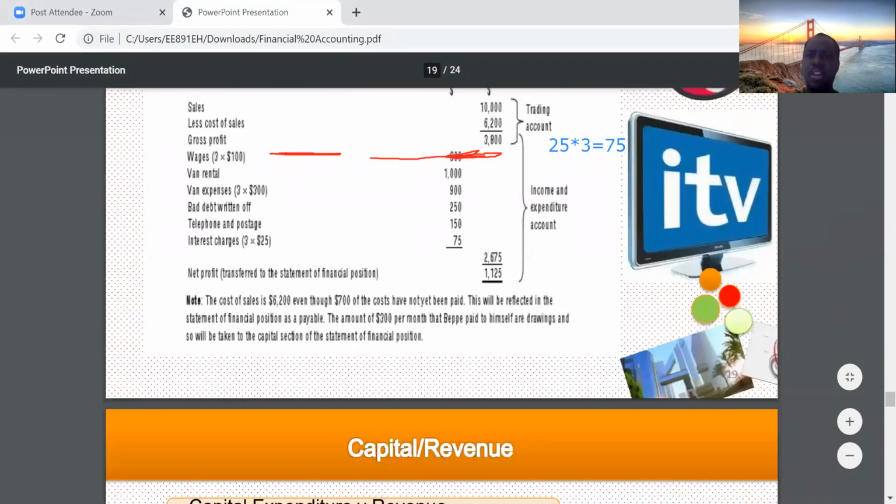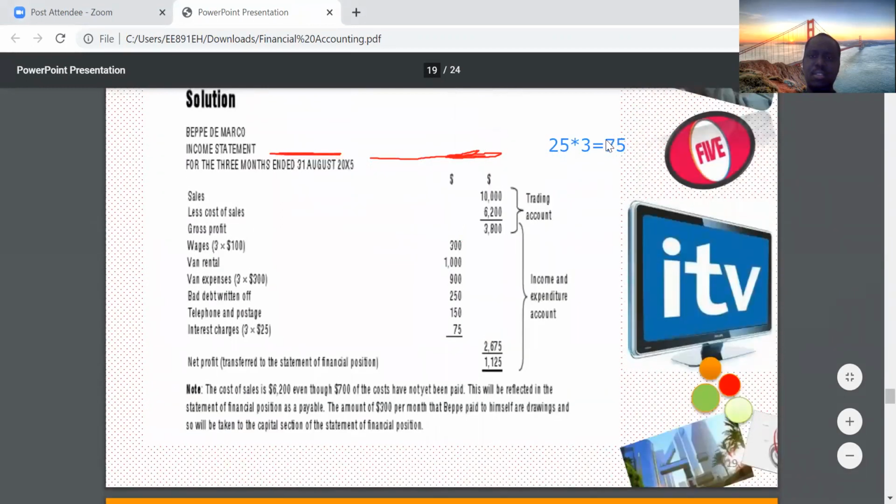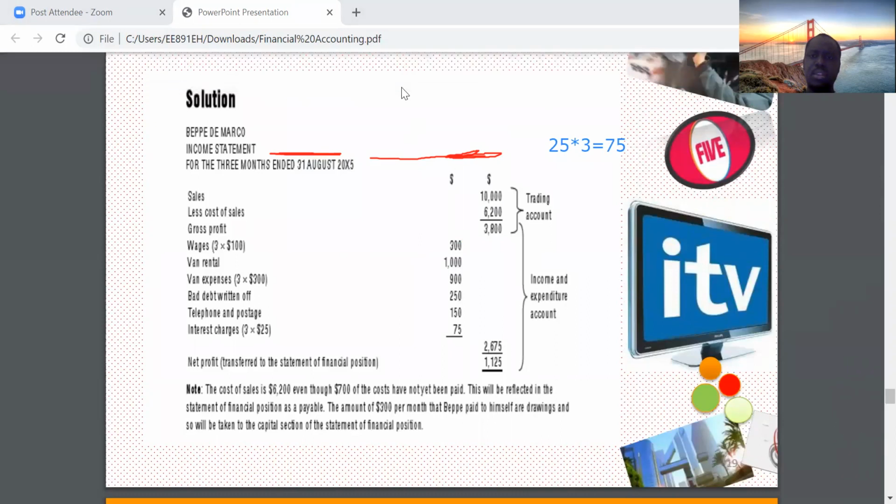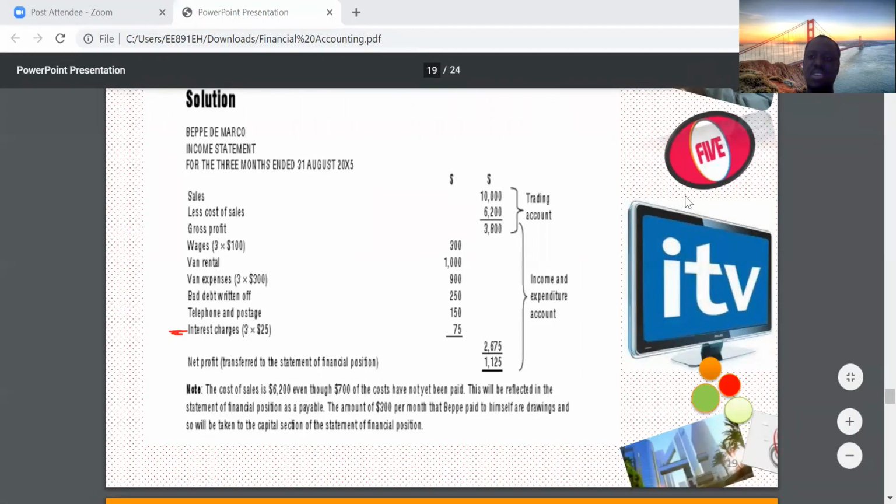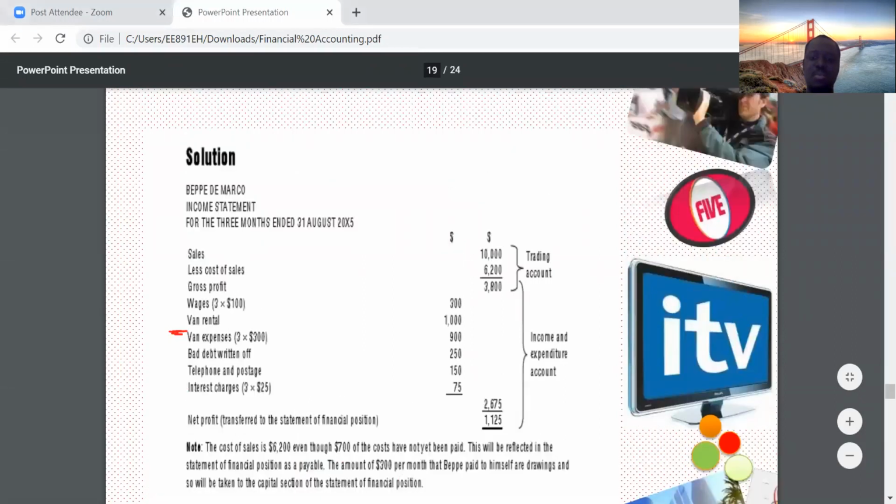So you go back to the question and you should see this right here. Interest charge is how much? 75. So you see, it's becoming clearer and clearer. Then let's move on to the next one. Let's see if we can find some more expenses.